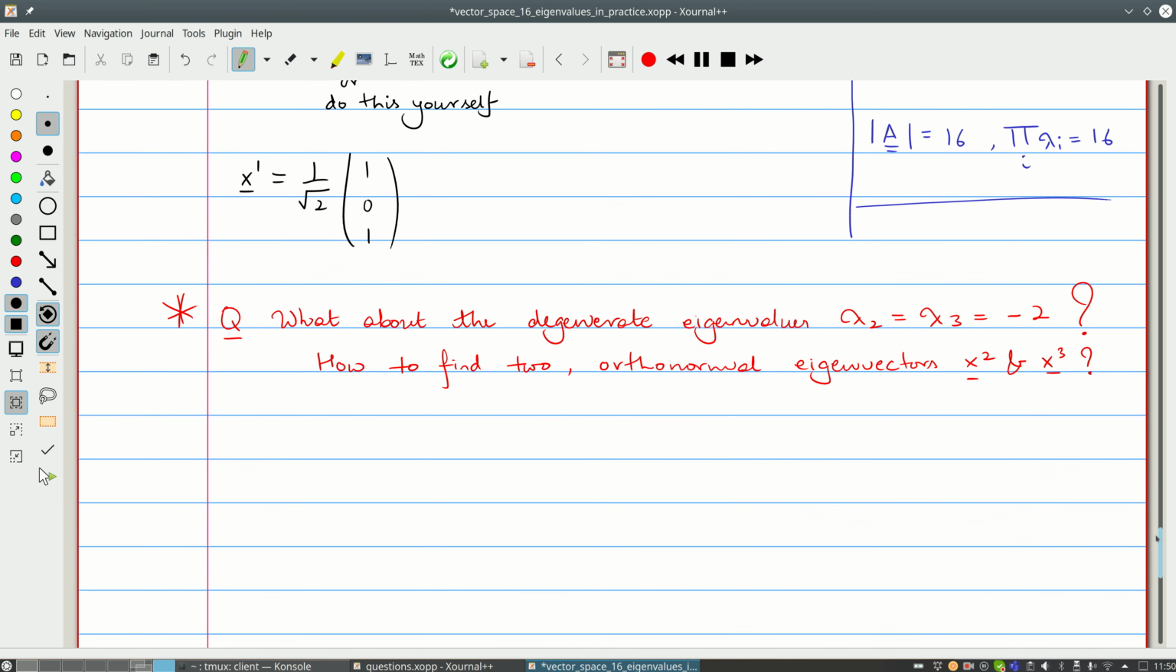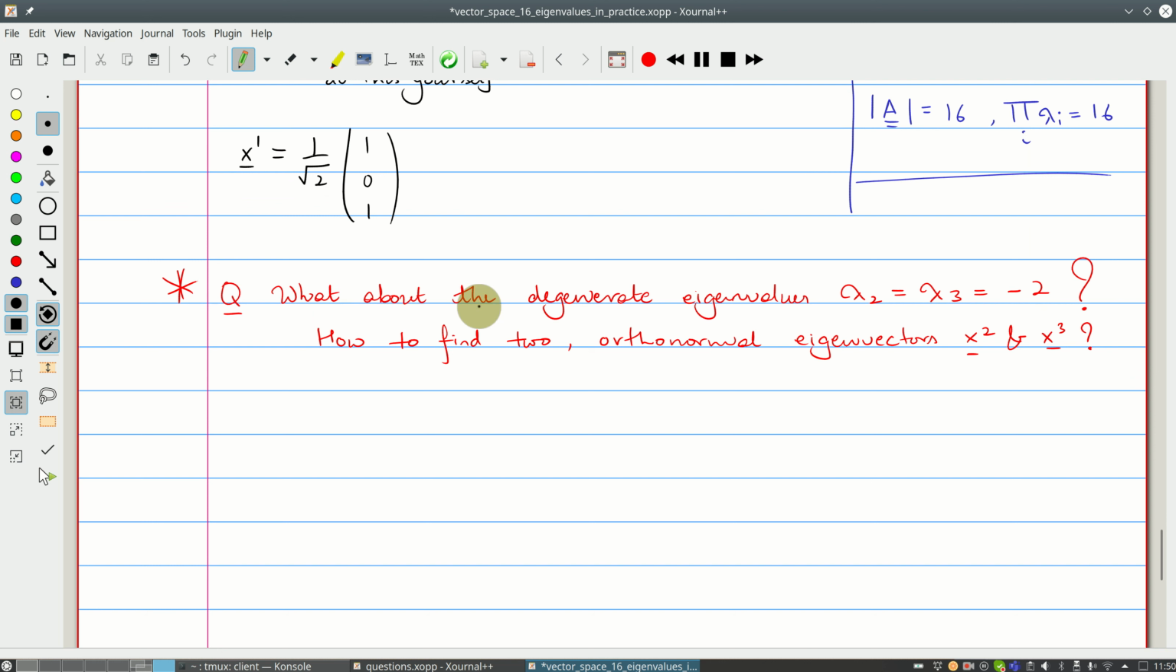Now here's the question I want to address in this recording: what about the degenerate eigenvalues lambda 2 equals lambda 3 equals minus 2? How do we find two orthonormal eigenvectors x2 and x3 for this case? This is what we need to figure out.